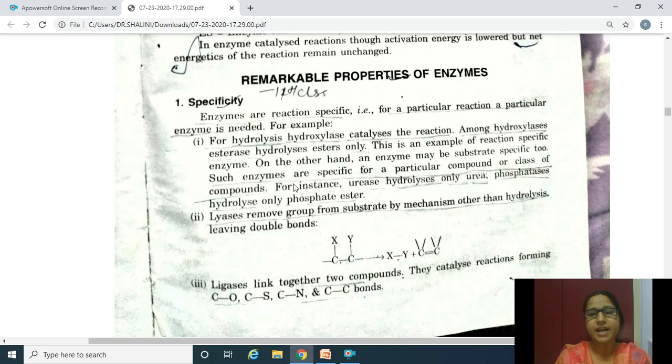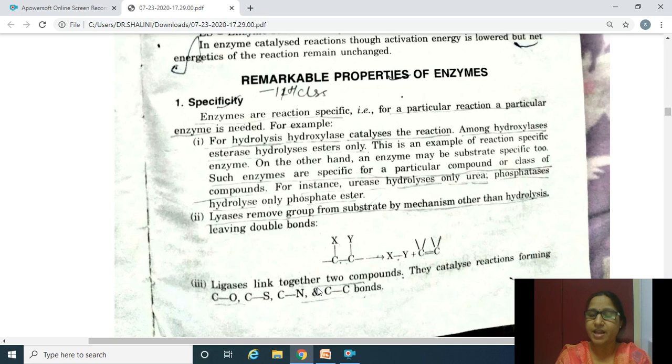On the other hand, an enzyme may be substrate specific too. Such enzymes are specific for a particular compound or a class of compounds. For instance, urease hydrolyzes only urea, phosphatases hydrolyze only phosphate ester. Lyases remove a group from a substrate by a mechanism other than hydrolysis, leaving double bonds. So here lyase acts and leaves the double bond and a product is formed.